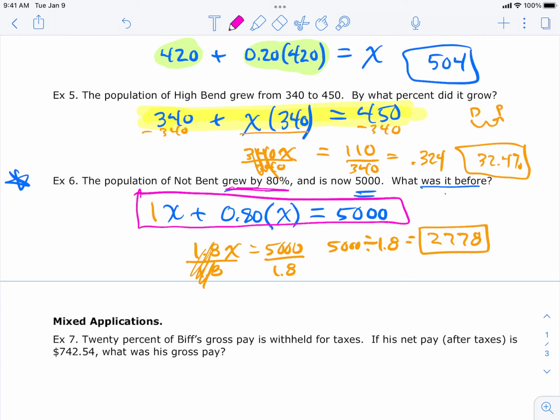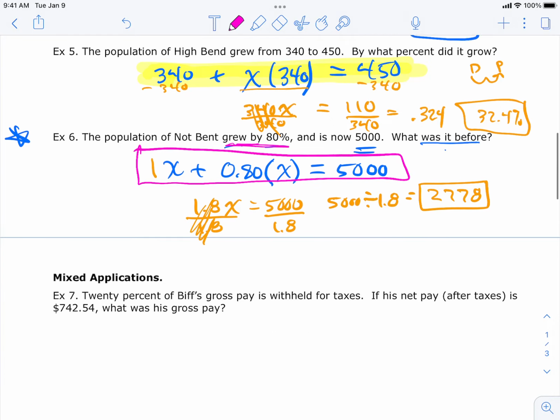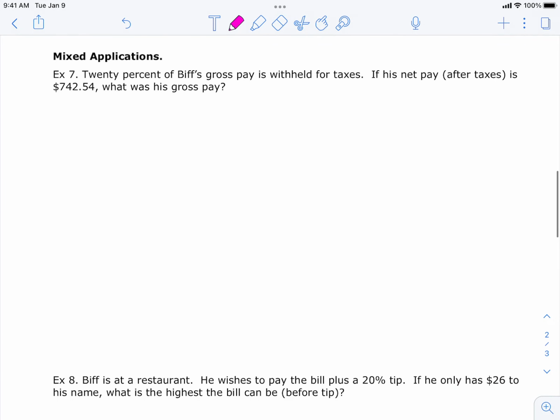Okay, so now we know how to do the percent increase problems. All percent increase problems can be written in this kind of way. So let's do some actual word problems, story problems, whatever you want to call it, real life applications.